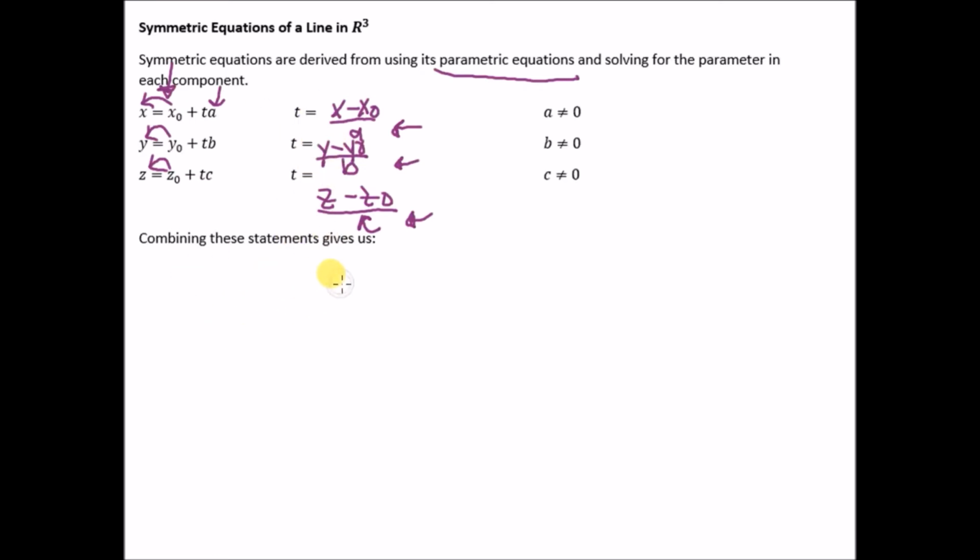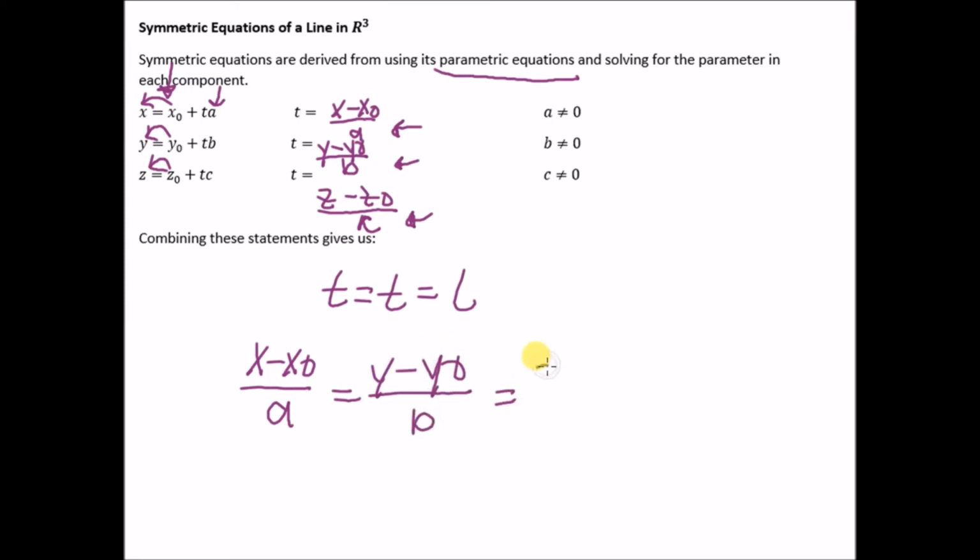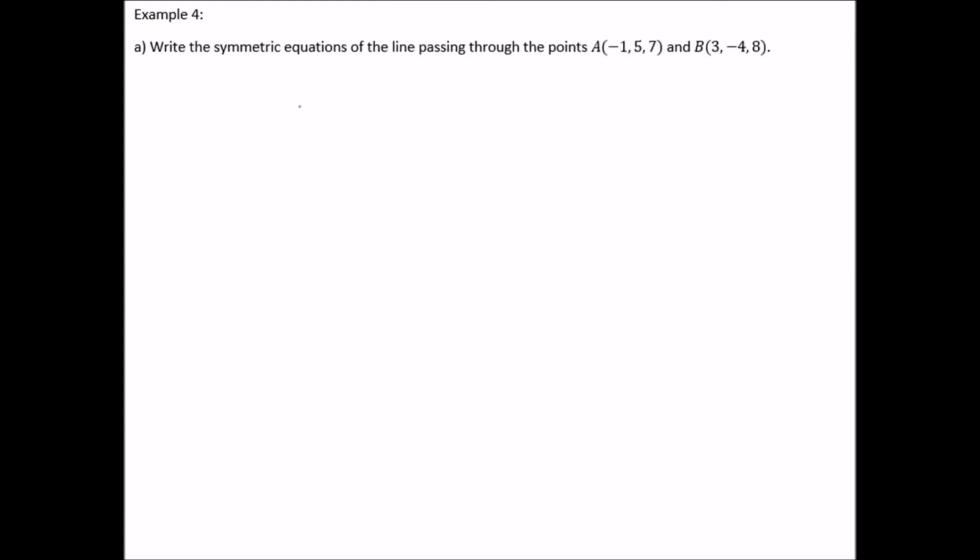Okay, so because we know t equals t, obviously, we know that x minus x naught over A is going to equal y minus y naught over B, and that's going to equal z minus z naught over C. And that's how we get our symmetric equations.